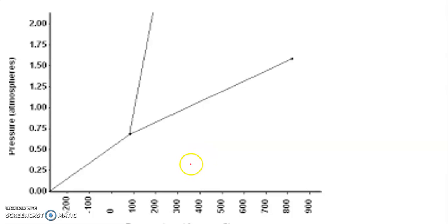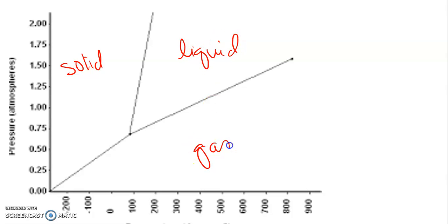So on a phase diagram, regardless of the substance that it's talking about, this first section on the left is always going to be a solid. The middle section is a liquid. And this bottom section here is a gas. The phase changes happen on each of these lines.